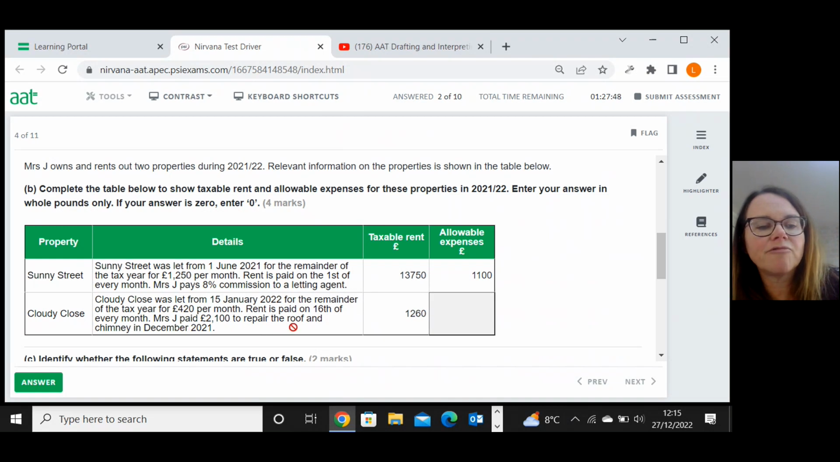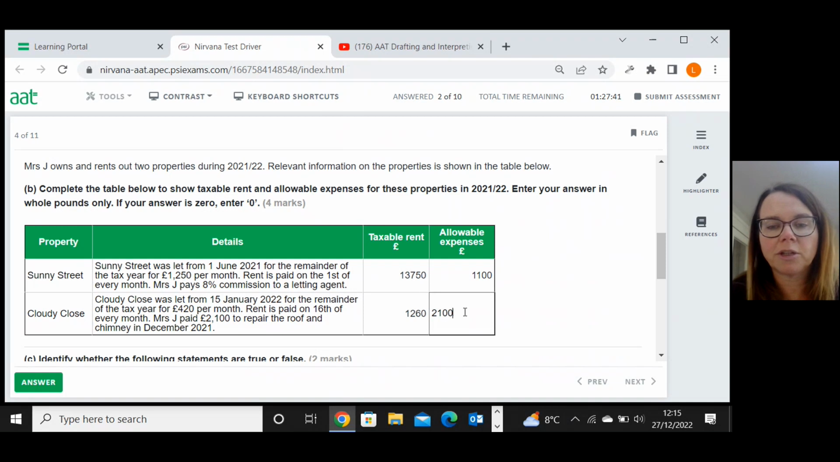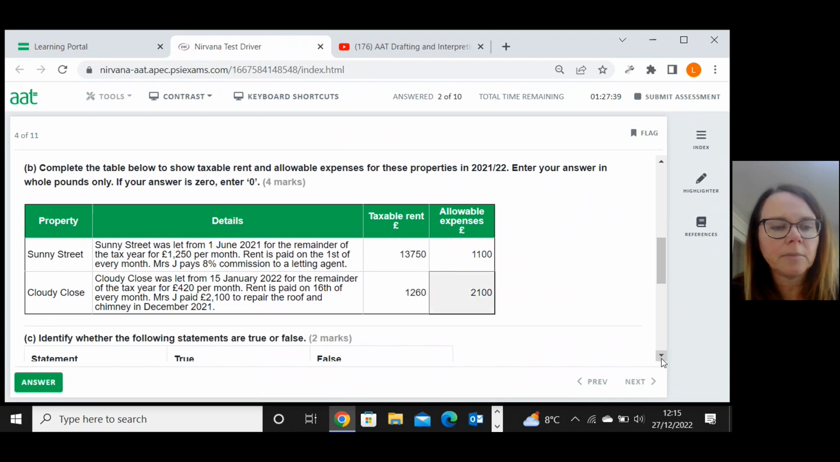And she paid to repair the roof and chimney. Well, it's a repair, so it's a revenue expense. It is allowable, so 2,100 would go in there.